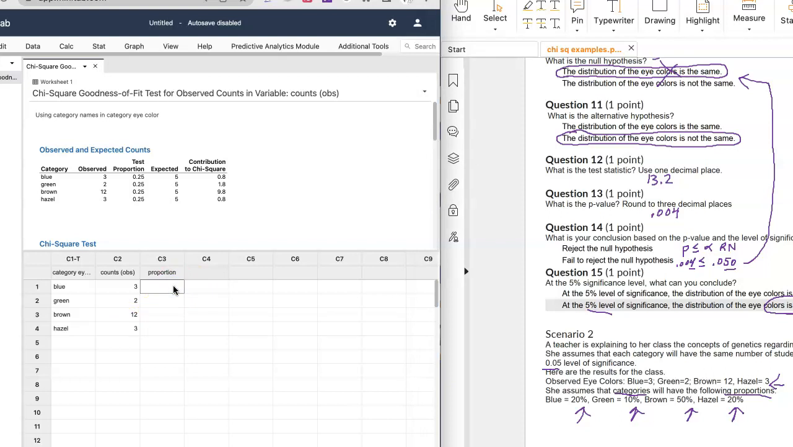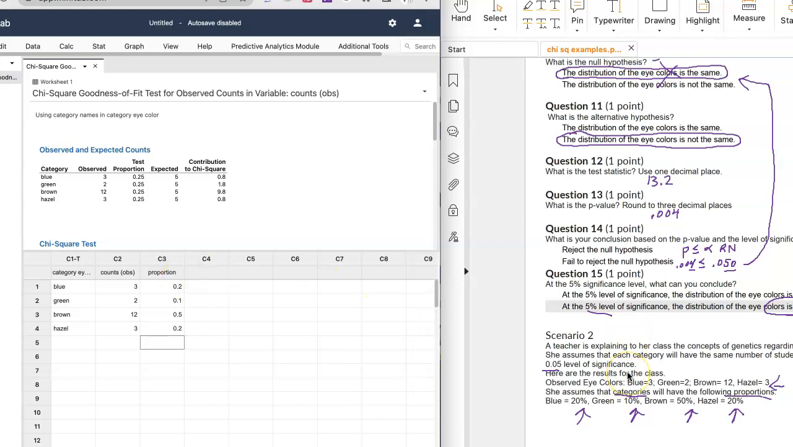Remember, proportions are always the decimal part of that percent. So the first one is 0.20. The green is 0.10 for 10%. The brown proportion for people that have brown eyes is 0.50 or 50%, and the percent hazel is 20% or 0.2. So put those in, and now we're going to run it again.